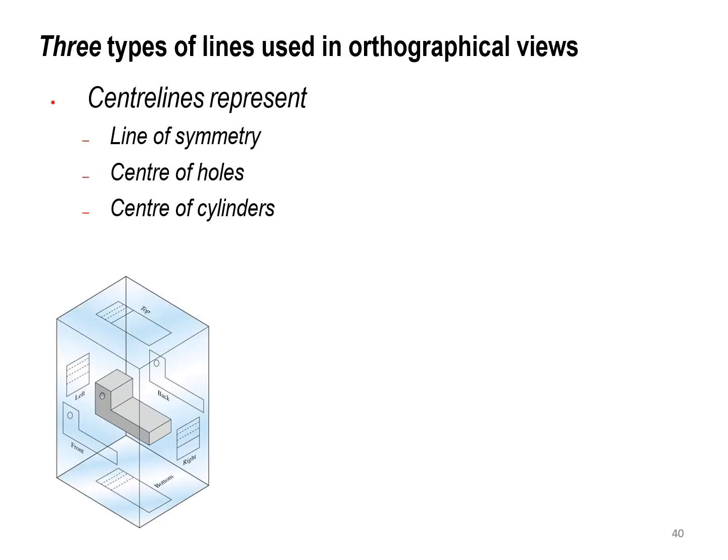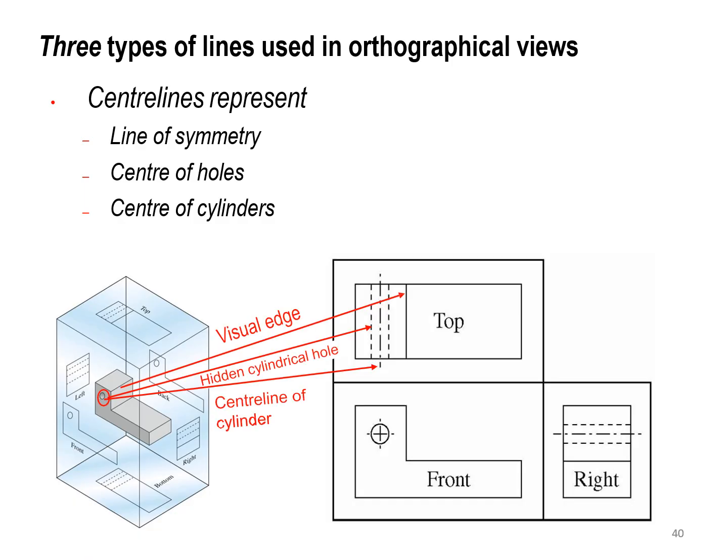Once again, the other type of line is the center line, which represents the line of symmetry, the center of holes, and the center of a cylinder. So now you can see here, we have the center line, and this visible edge is going to be the thick line, and the cylindrical hole is going to be represented by the dashed line. Okay, so that will be the use of the three types of lines in the orthographic view.